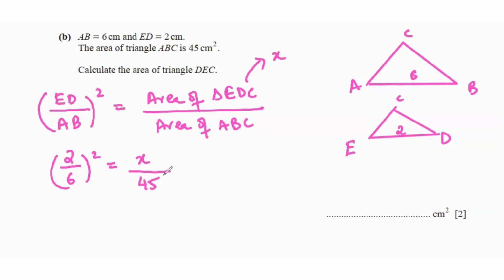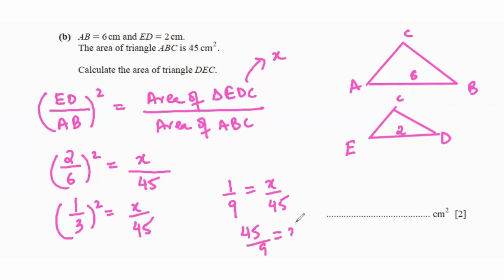So whenever we have similar shapes and they're asking us to find the area, you will always square your ratio of lengths. If they were asking you for the volume of two similar shapes, then you would cube the ratio of lengths. So 2 over 6 is 1 over 3, squared equals X over 45. 1 over 3 squared is 1 over 9. Cross multiply: 45 over 9, and 5 centimeters squared is your value of X. That is your answer.